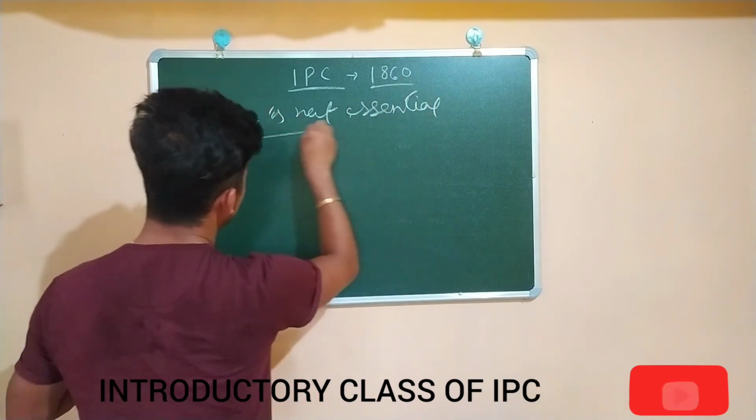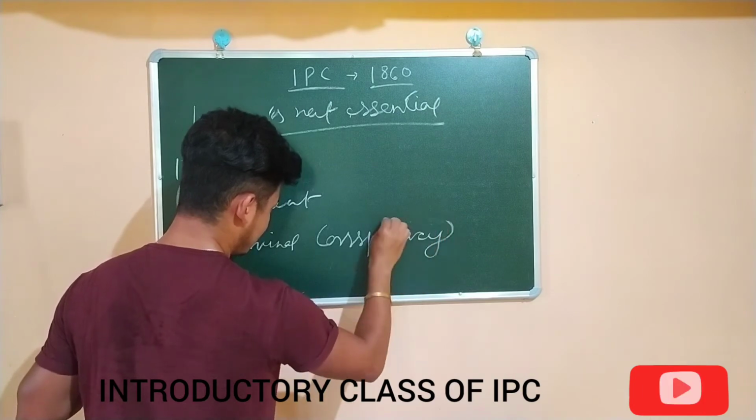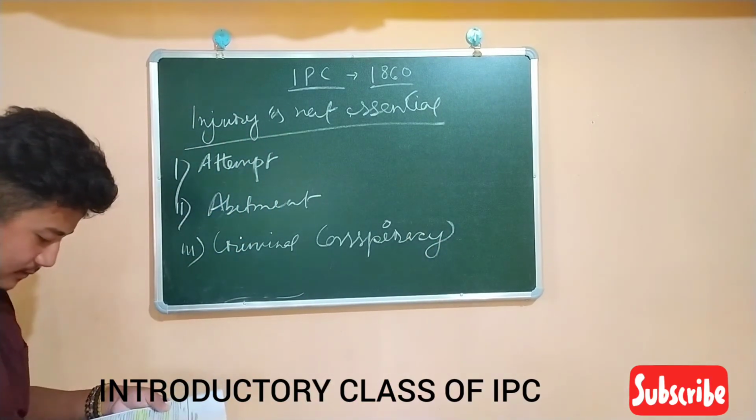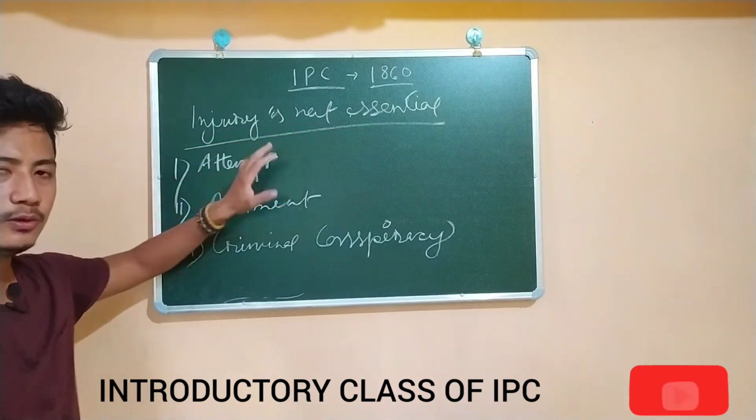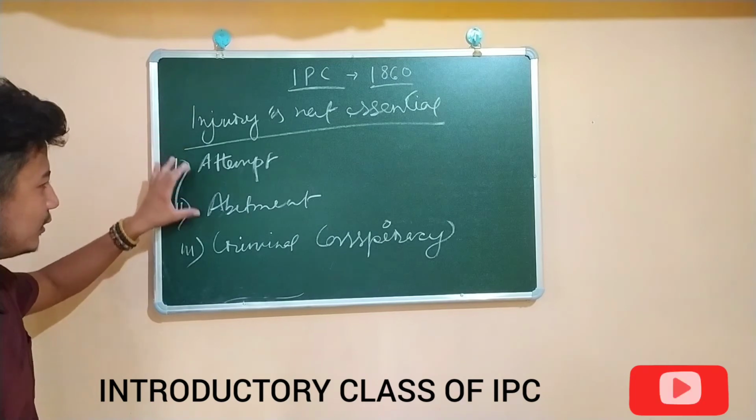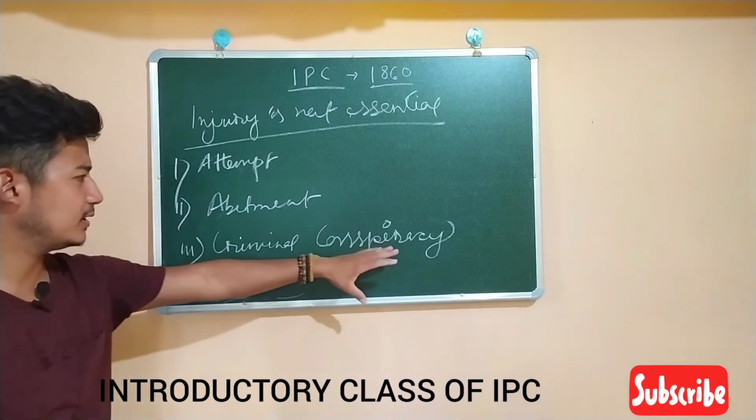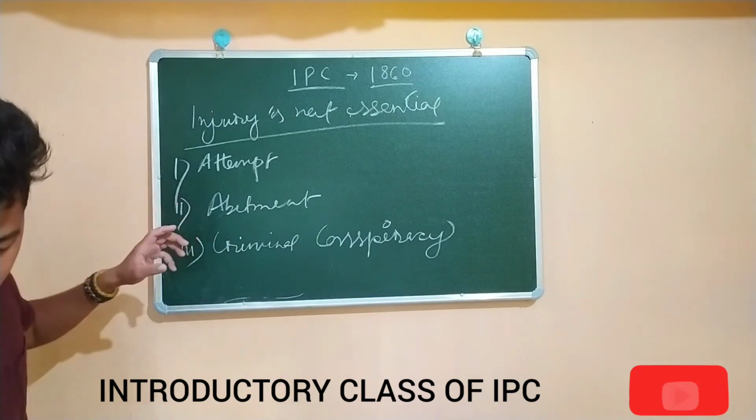So here injury is not essential. Okay, so number three, criminal conspiracy. So yeah, in these three cases, injury is not essential. Though the person has not suffered any wrong, even if you try attempt or abetment or criminal conspiracy, the person will be responsible, the person will be punished.